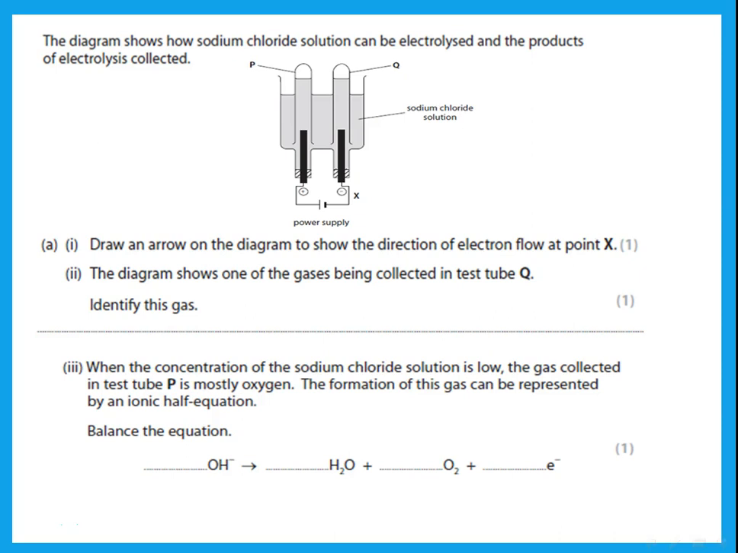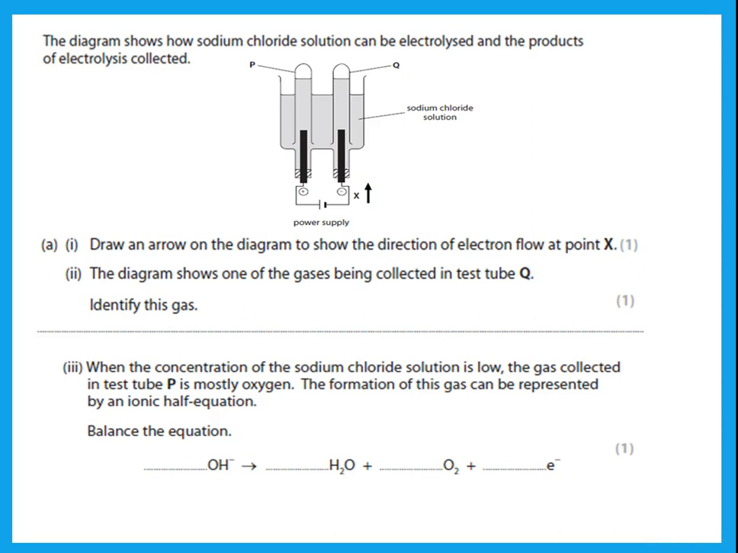The diagram shows how sodium chloride solution can be electrolyzed and the products of electrolysis collected. So here he's doing electrolysis of sodium chloride solution. Draw an arrow on the diagram, show the direction of electron flow at point X. Okay, so point X is the wire that is connected to which end of the battery? It's connected to the negative end of the battery. And that means that the electrons in the wire will be repelled away from the negative end of the battery. So my arrow should look like that.